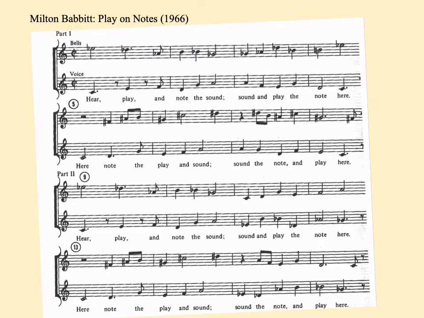Okay, and now I'm going to fry your brains a little bit. What we're looking at here is a composition by Milton Babbitt from 1966 called Play on Notes. It was originally intended for children's voices and handbells. I've looked and I can't find any recordings that have been made of children singing it and handbells playing it. If you look on YouTube enough, you'll find some guy delivering a theory paper who does play the bell part on guitar and gets somebody to come out and sing the vocal part.